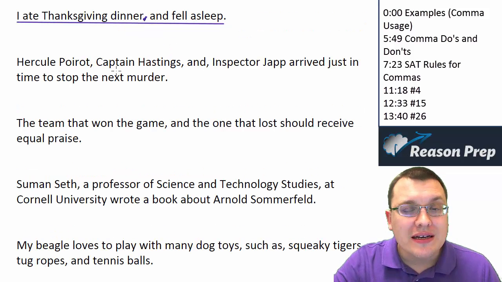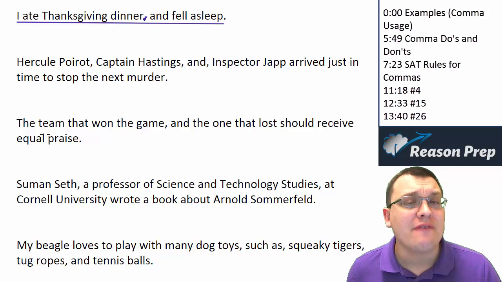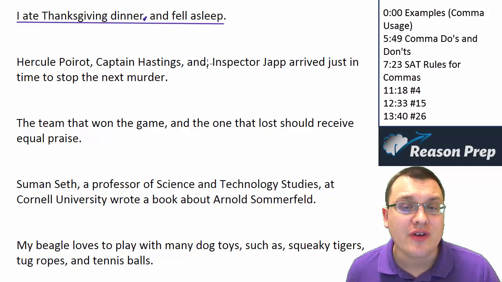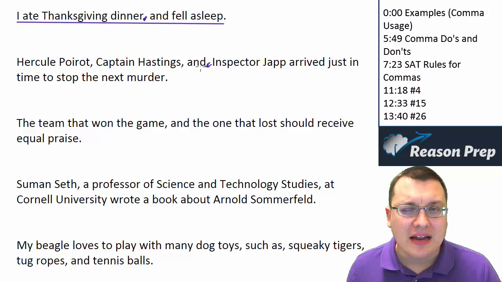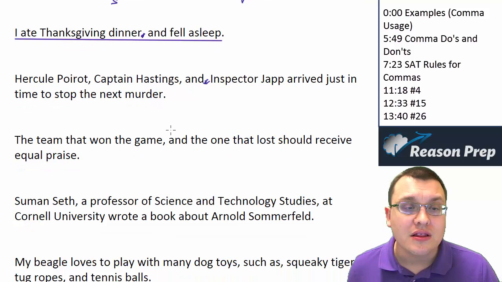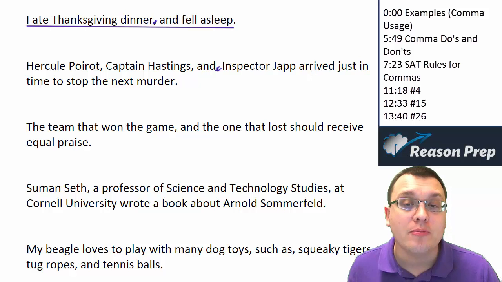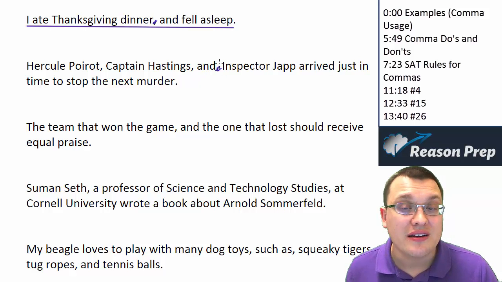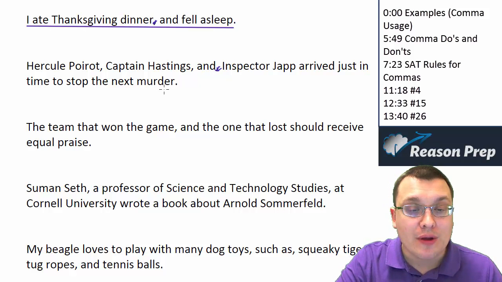Hercule Poirot, Captain Hastings, and Inspector Japp arrived just in time to stop the murder. So we have this list of things, and then suddenly after the end, in the final element of our list, we've got a comma. No good. We don't need that comma here. Certainly we need commas to separate members of a list, but that comma after "and" just doesn't seem to make sense in this context, especially if we don't have a comma later in the sentence. If this was some sort of inserted phrase, maybe we would have a comma later, but this is one of those two commas or none type of situation. This is just hanging out there doing nothing, no function to it, so we get rid of it.